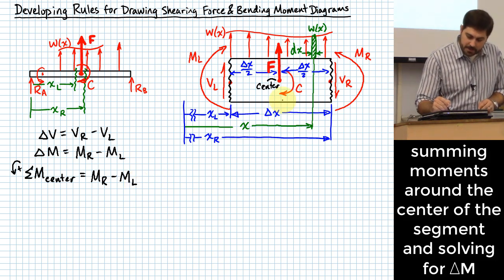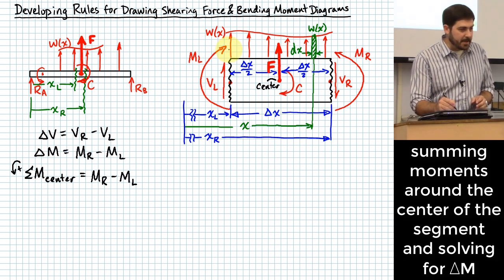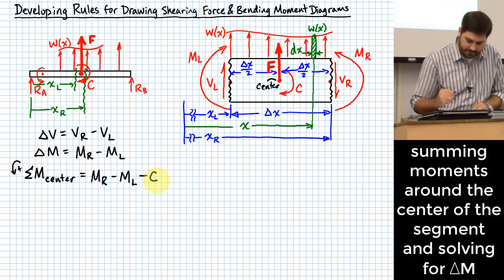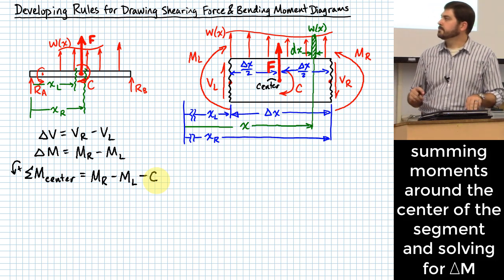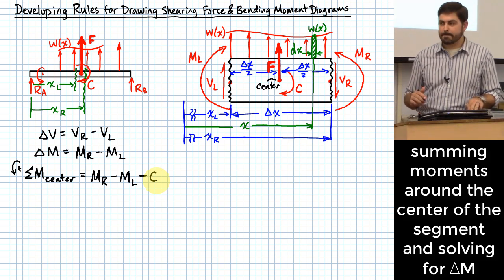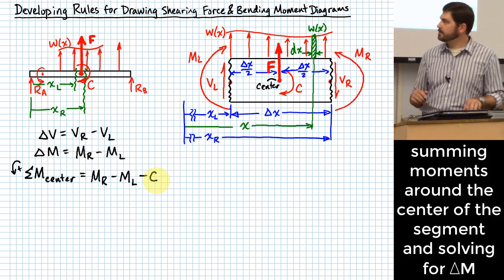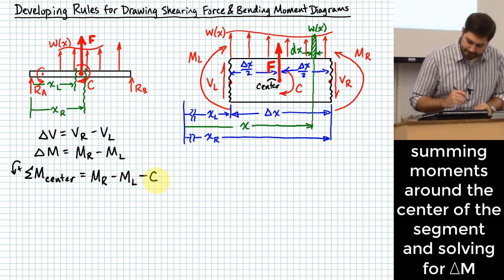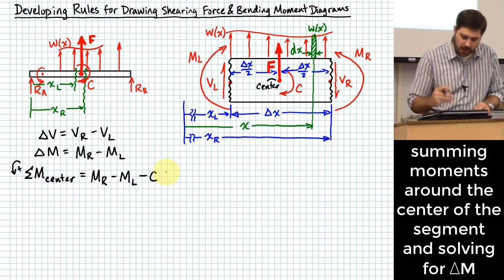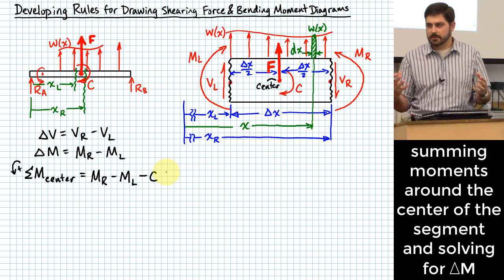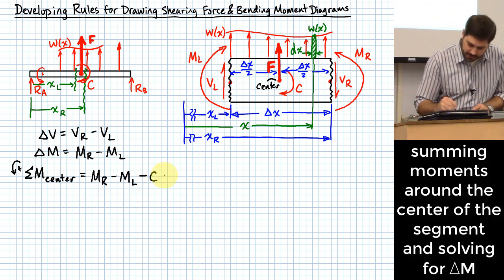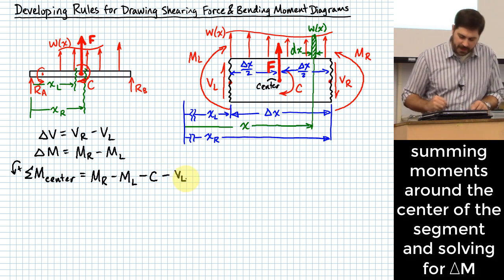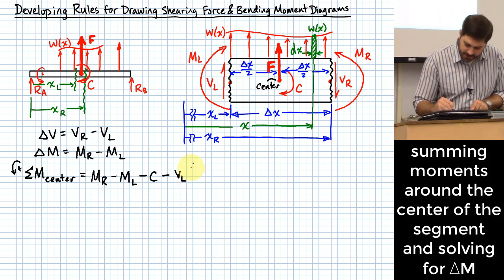Okay? C goes the opposite direction, right? Or it goes the same direction as ML, right? So I would say minus C. Okay? Now what? Does the F have any effect? No. What about VL? And would it have a clockwise effect or a counterclockwise effect? VL would have a clockwise effect, so I'm going to have to count it as being minus VL times what? Delta X over 2.